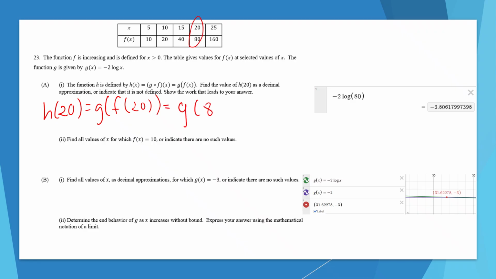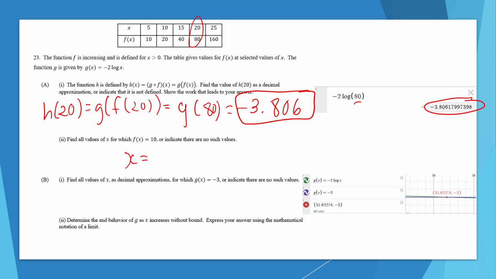So this is just g of 80, which is, you are going to just plug 80 into that function, which is -2 log x, and you're plugging in 80 for x. That's your answer. So here we can just write down -3.806, and that is our answer for part 1. Part 2, find all values of x for which f of x equals 10, or indicate that there are no such values. This is pretty easy as well. x is just 5.